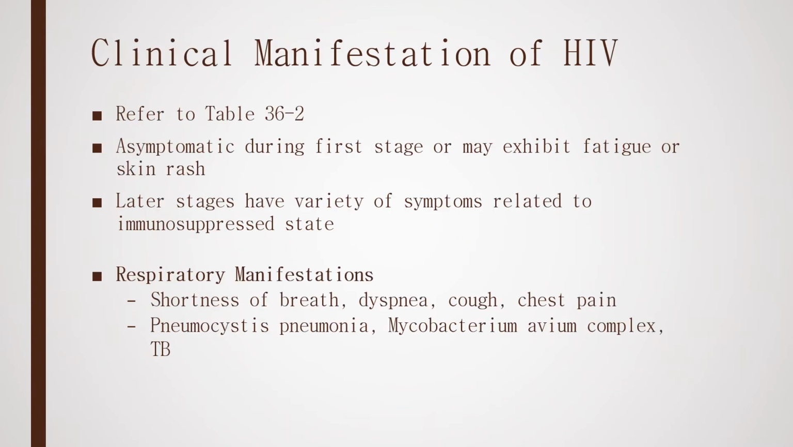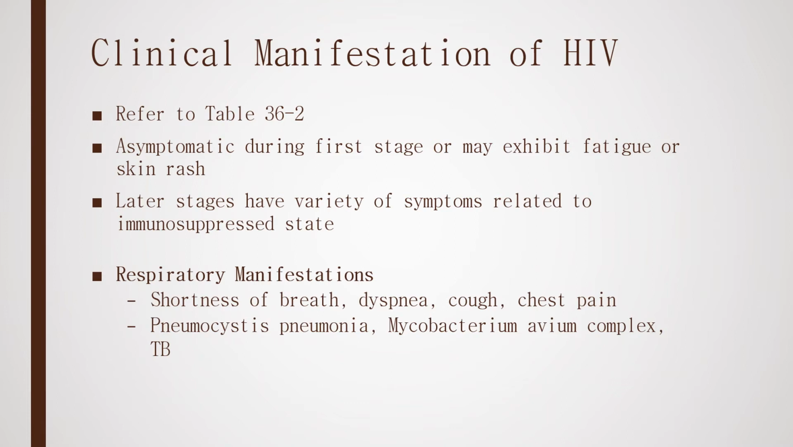Okay, continuing to clinical manifestations of HIV. As I said before, stage 1 is asymptomatic, and all the other manifestations or symptoms that might require the patient to be hospitalized are related to different opportunistic infections or infectious agents that attack the patient's body and cause infection in different systems of the body. The first system that is always at risk for infection is the respiratory system.